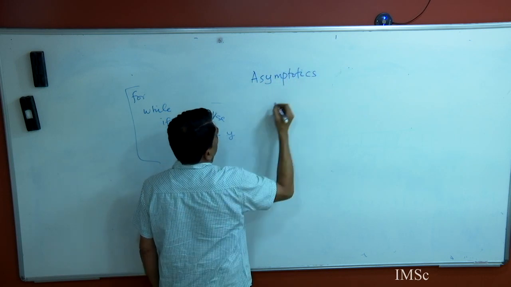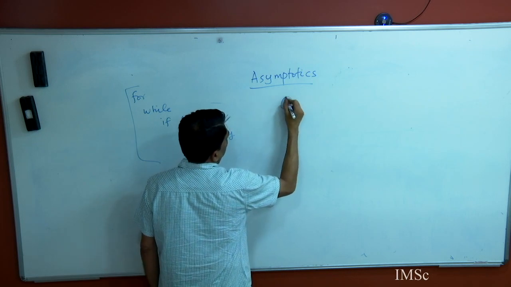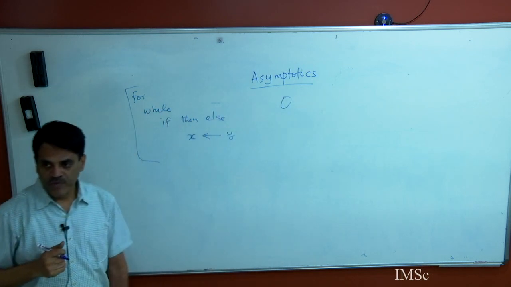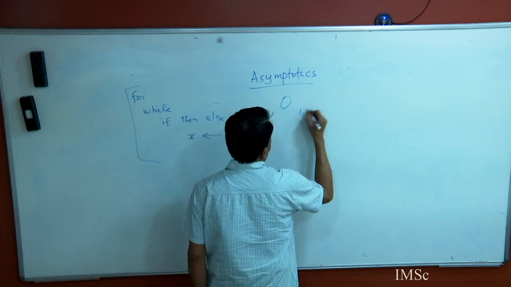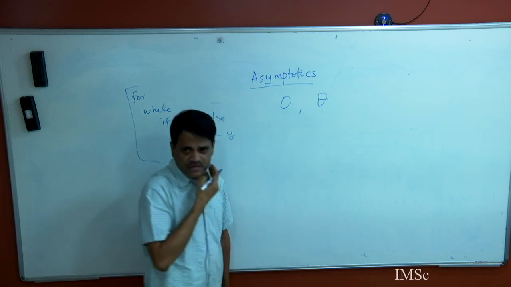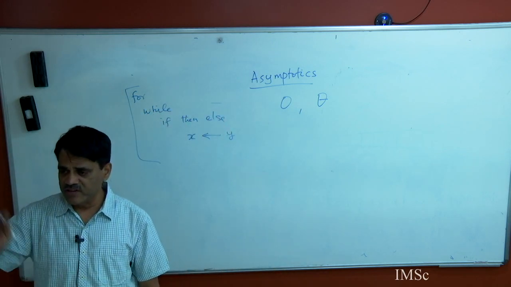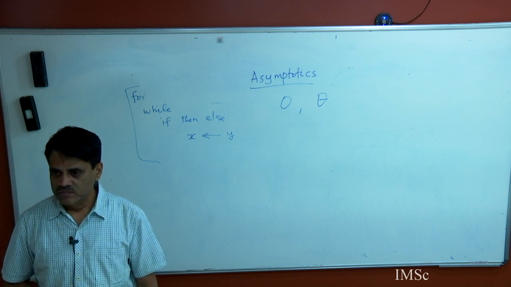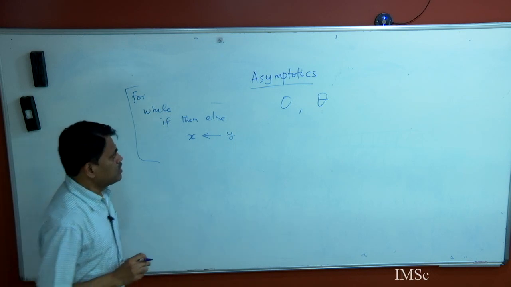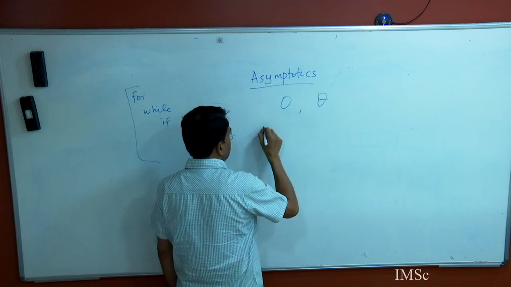So the notation we will use is this big O or big theta. Okay, so again, have you seen this notation, big O? How many have seen this? A few. Okay.